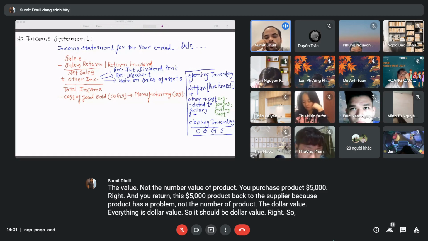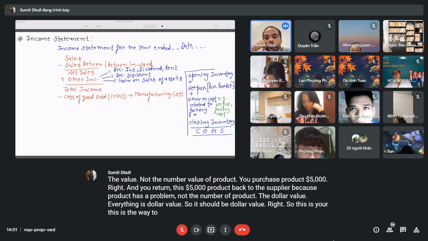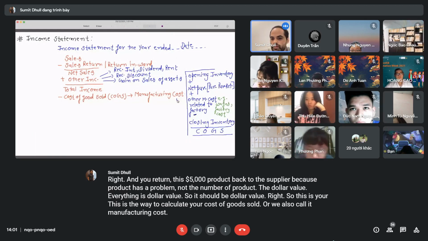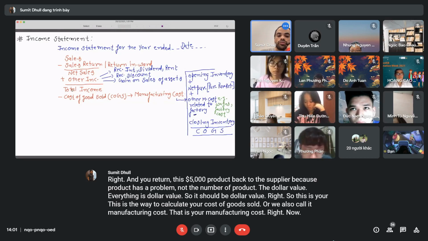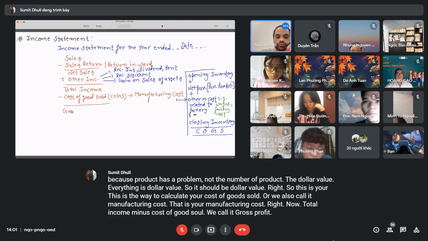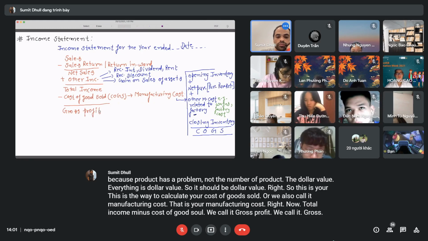So this is the way to calculate your cost of goods sold, or we also call it manufacturing cost. That is your manufacturing cost. All right. Now, total income minus cost of goods sold, we call it gross profit.